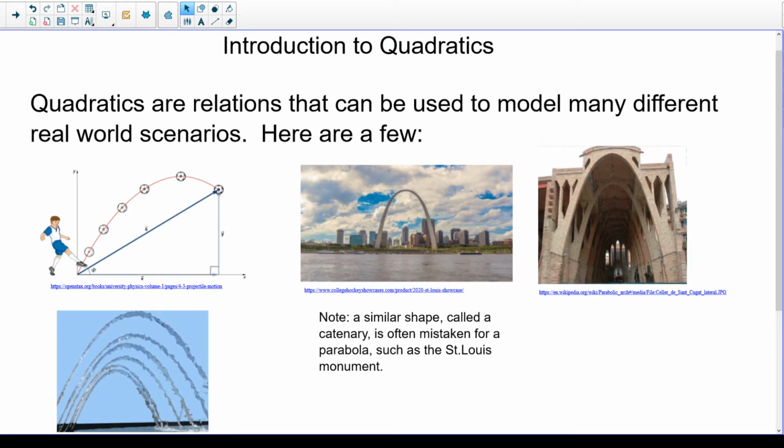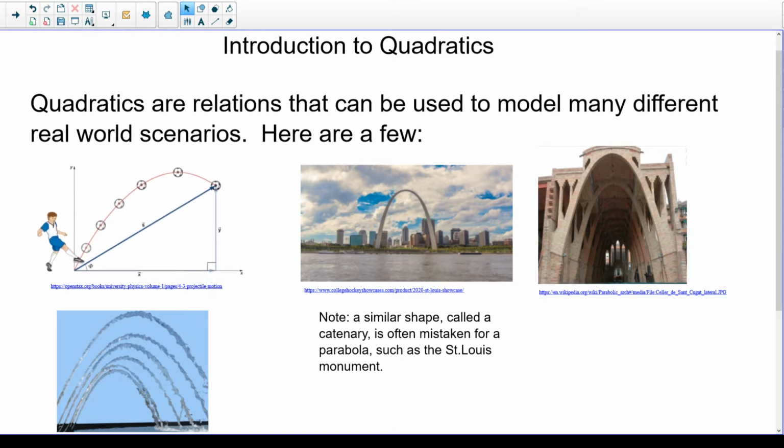I've shown a few pictures here. Oftentimes, quadratics are used to model projectile motion, so any kind of object being kicked will follow one, like this one here.